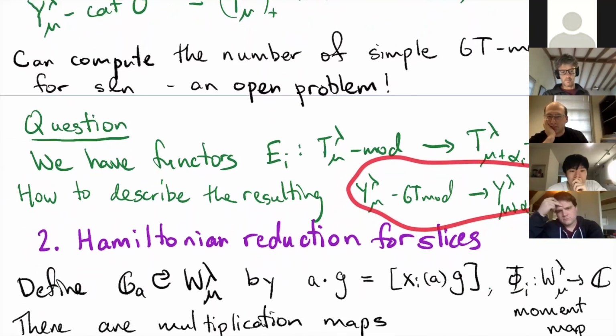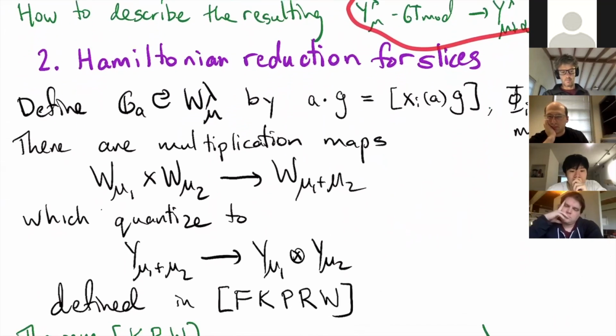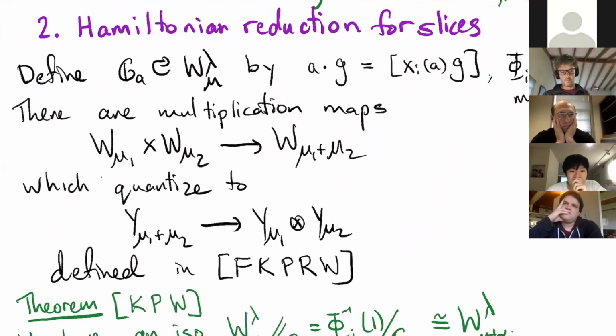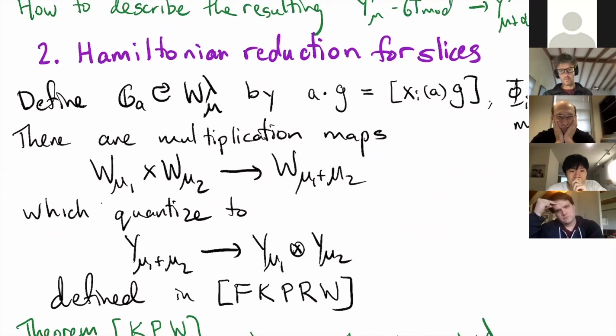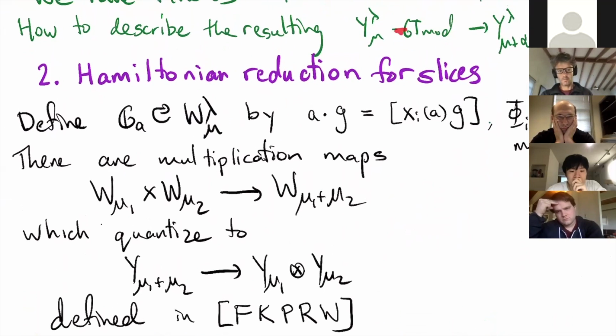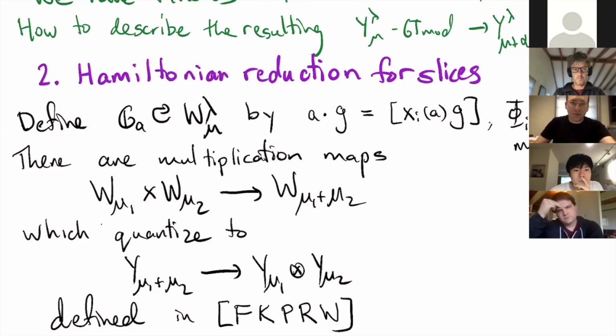Okay, so now I'm going to switch gears a little bit, and talk about Hamiltonian reduction for affine Grassmannian slices. So as a first step to trying to construct a functor like this, you might try to relate the corresponding spaces, W^λ_μ and W^λ_{μ+α}. How are the spaces related? They're not contained in each other because W_μ and W_{μ+α} are disjoint. So a priori, they're not contained in each other. But they are going to be related by a Hamiltonian reduction.